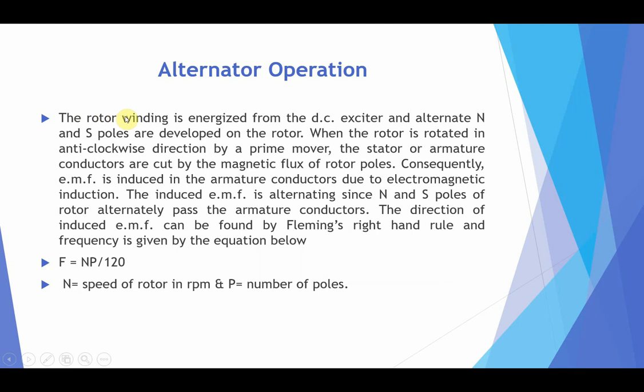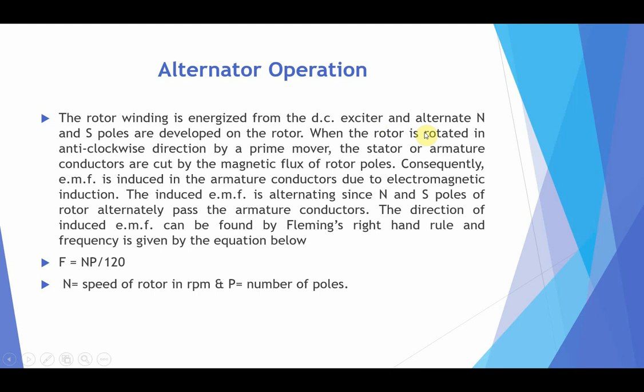Now let's see. The rotor winding is energized from the DC exciter, and alternate N and S poles are developed on the rotor. The rotor is rotated in anti-clockwise direction by a prime mover. When we are talking about a hydropower plant, it is the water that turns the turbine and hence the generator rotates. When we are talking about a diesel or coal power plant, it is the steam or burning coal that works as a prime mover.